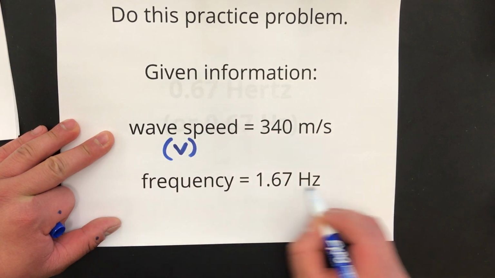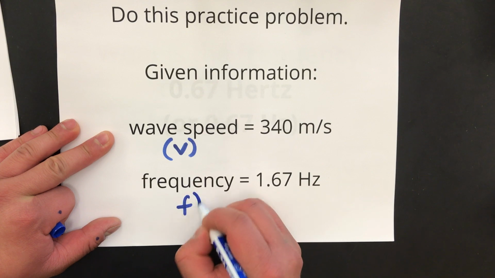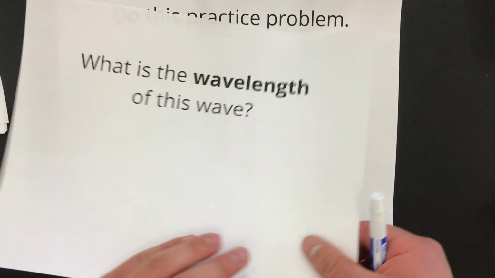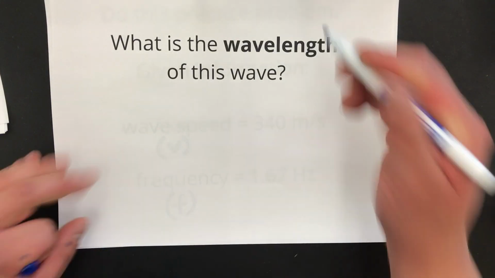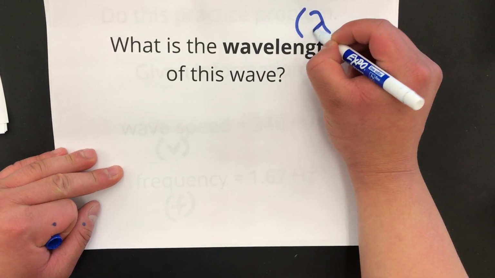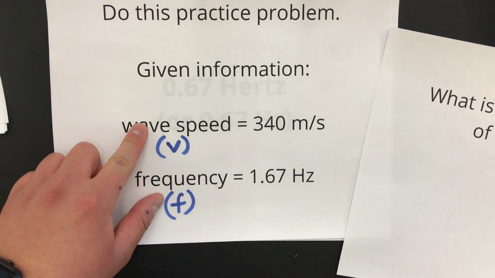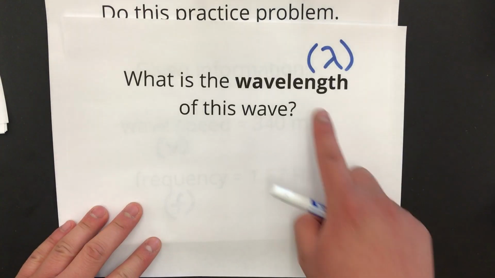Frequency is given to you, lowercase f. And now the question is, what is the wavelength? Oh, wow. Okay, remember, wavelength is this little guy, lambda. So it looks like we have the wave speed, we have the frequency, and we want to find the wavelength.